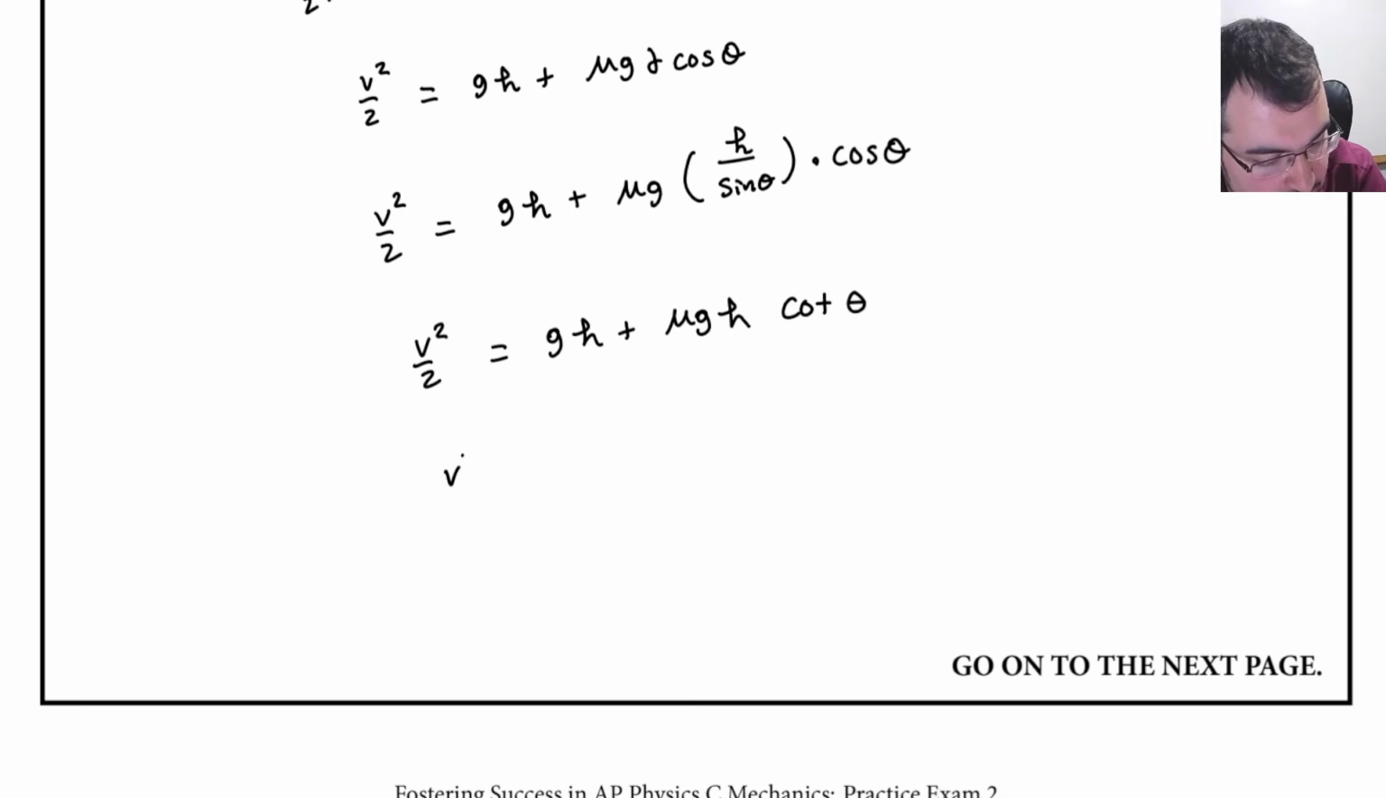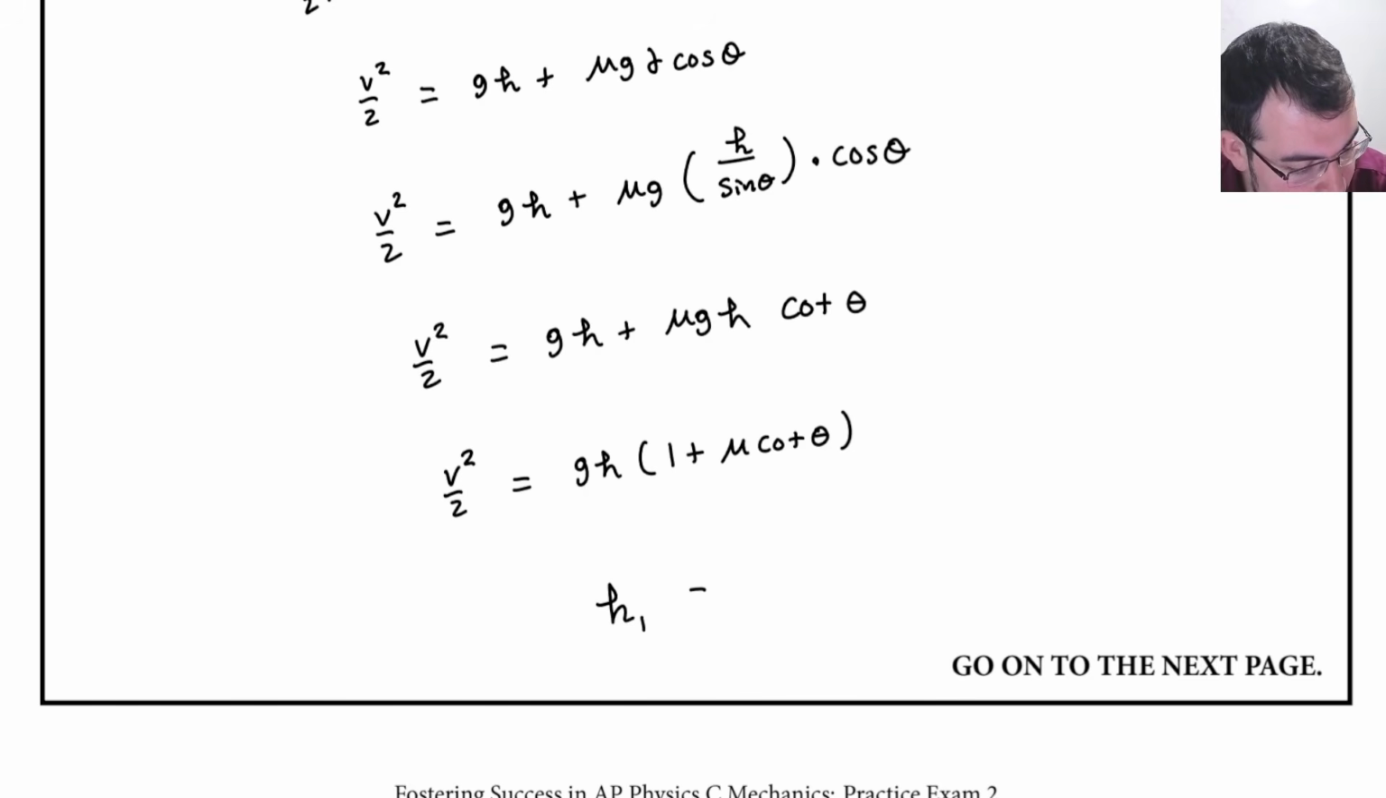So we get v squared over 2 equals gh times the quantity 1 plus mu cotangent theta. So this tells us that the height h1 reached by the block would be v squared over 2g times the quantity 1 plus mu cotangent theta. Oh, how lovely.